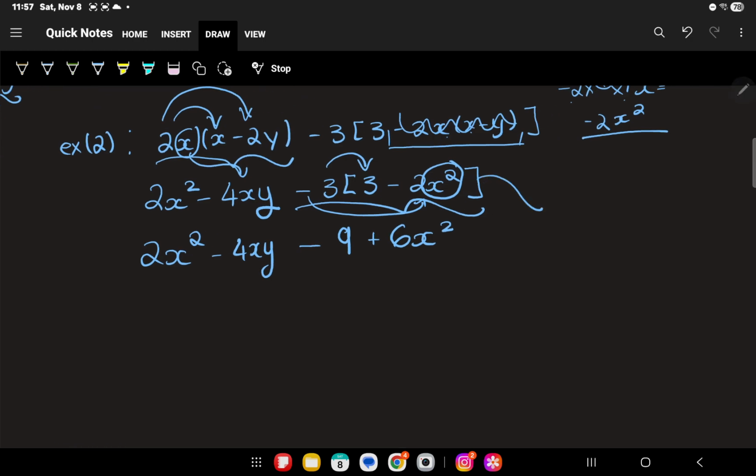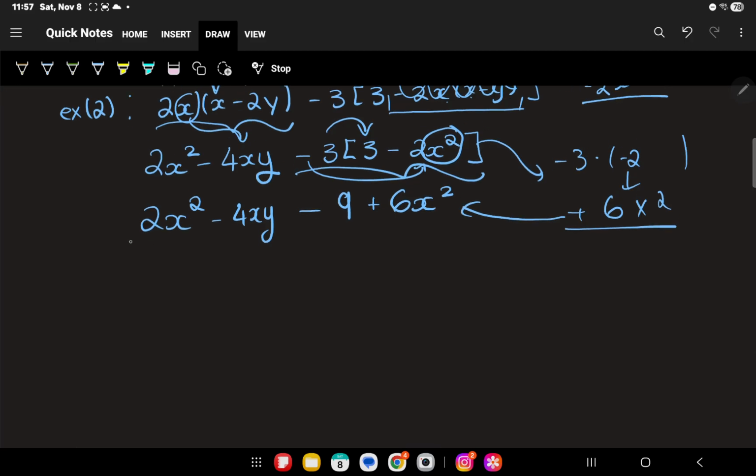If you don't know how I did that, it's essentially just negative 3 times negative 2x squared, right? You can bring the x squared down, so you have negative 3 times negative 2, which is positive 6. This is how I got that. Alright, so now you can group these terms because they're the same, they're like terms. As you can remember from the last lesson, they're like terms.